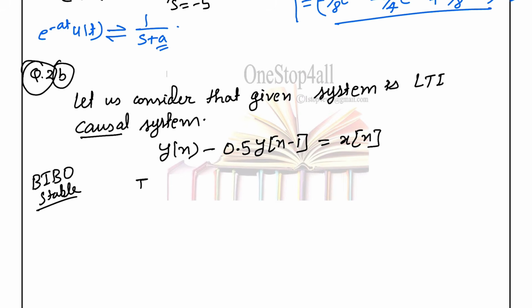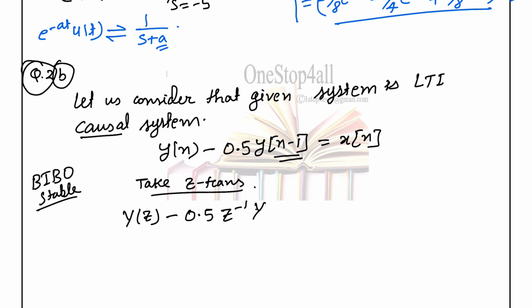we will take the Z transform, okay. Now we will take y of n, its Z transform will be Y of z minus 0.5 y of n minus 1, it will be Z inverse, okay. This is a simple property: if y of n minus 1 is there, then its Z transform will be Z inverse Y of z, and this will be equal to X of z, simple, okay. This is your Z transform, okay.